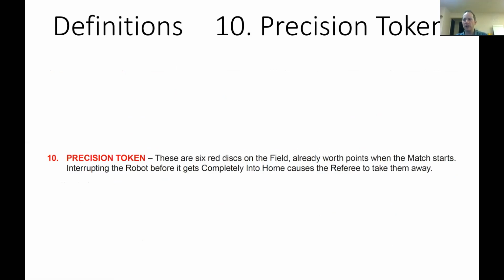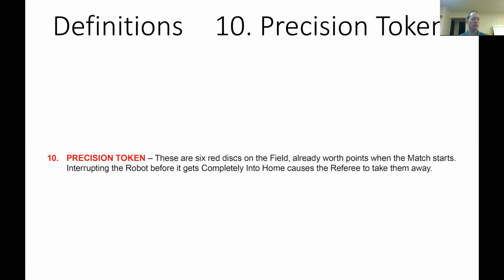So another big change this year, the precision tokens. These are 6 red discs on the field. In the past, they were called penalty tokens. These are now worth points when the match starts. So if you interrupt the robot before it gets completely into home, the referee will take one of those precision tokens away. You start with 60 points from this.